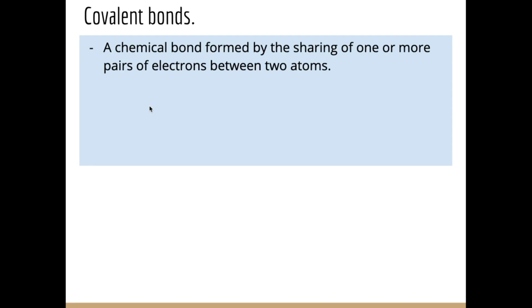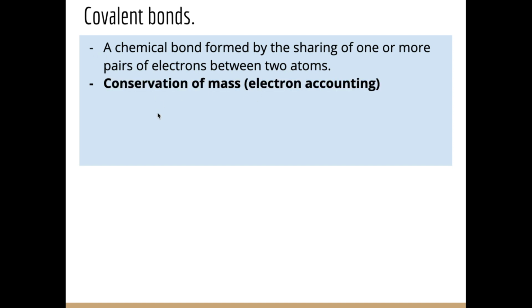What about covalent bonds? In this case, instead of one atom giving the electron and one atom receiving the electron, they are sharing it. It's a chemical bond formed by the sharing of one or more pairs of electrons between two atoms. Generally speaking, this is done in non-metals, between two non-metal atoms.